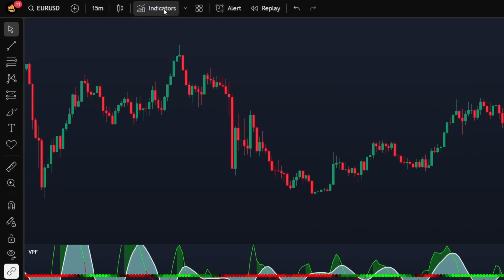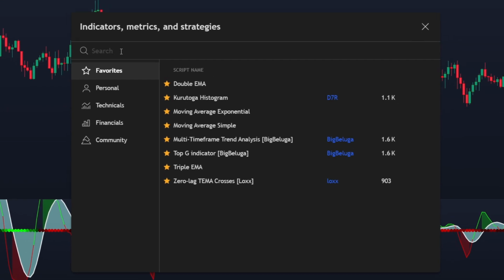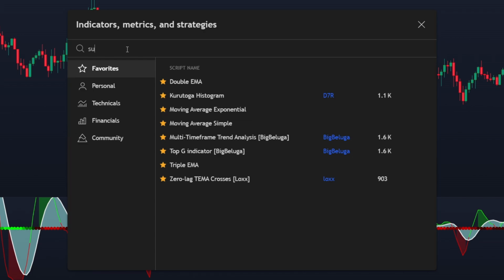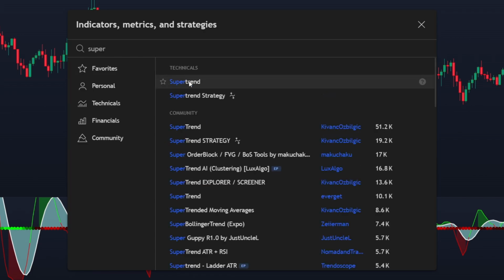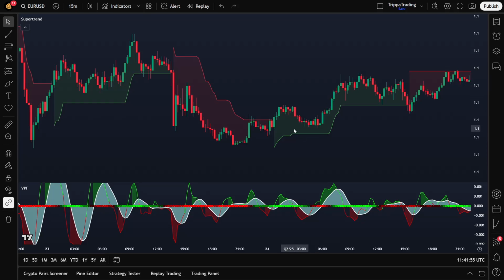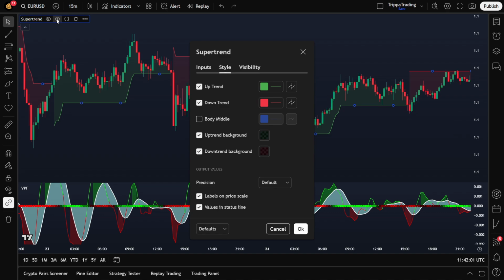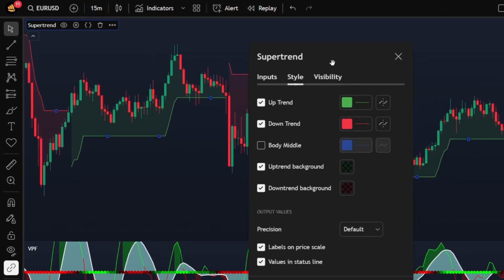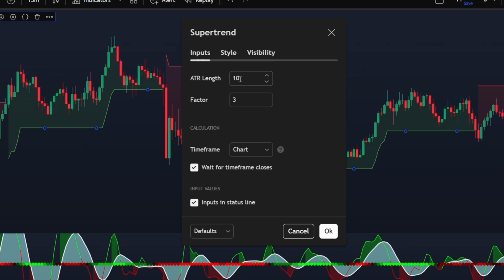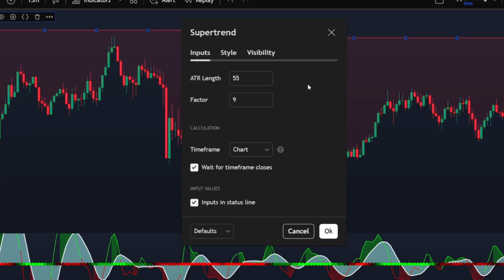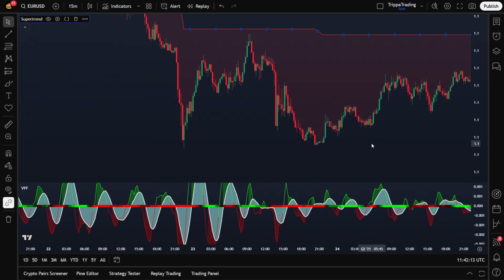So for that, go to Indicators again, and here, search for Super Trend. This is a built-in tool on TradingView. Once it's added, it is going to look something like this. First of all, we need to change the settings of this indicator. So for that, head to settings of this indicator from here. Change the ATR length to 55, and then change the factor to 9. This fine-tunes it to work better for longer-term trend detection.